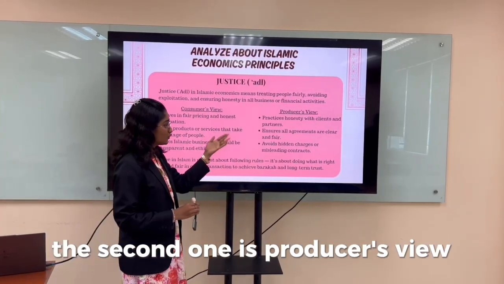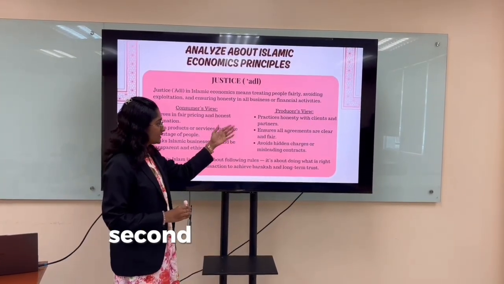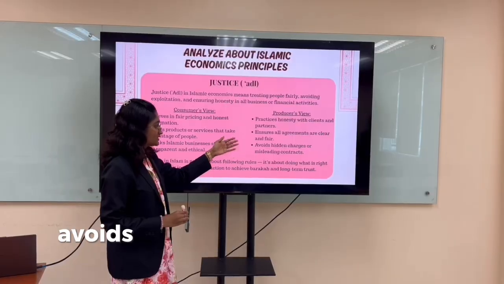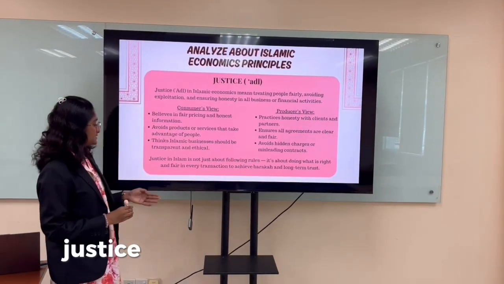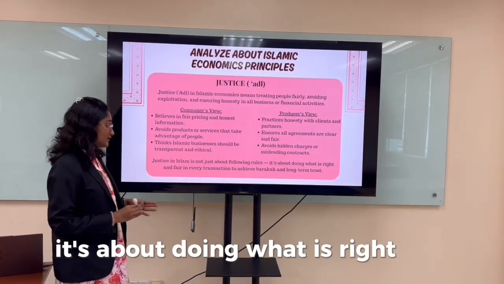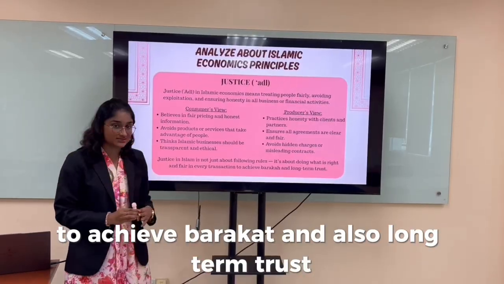The second one is the producer's view, which practices honesty with clients and partners. Second is to ensure all agreements are clear and fair. The third one is to avoid hidden charges or misleading contracts. So in conclusion, justice in Islam is not just about following the rules, it's about doing what is right and fair in every transaction to achieve barakah and long-term trust.